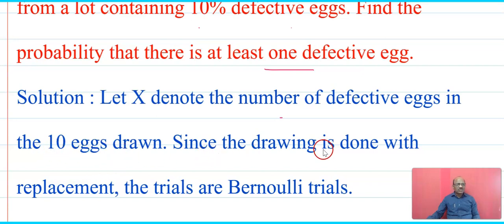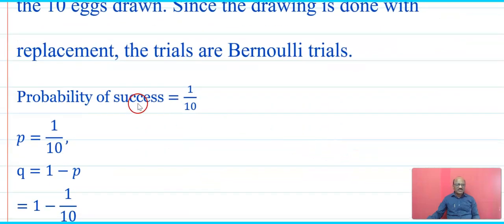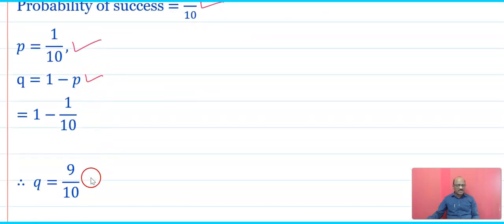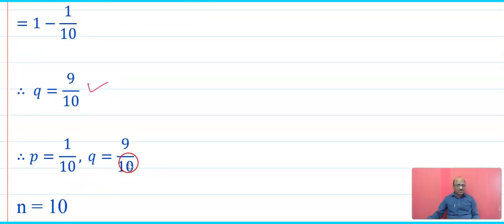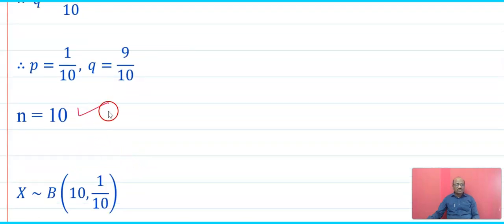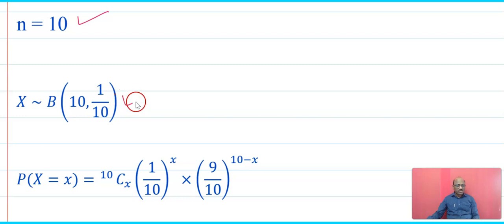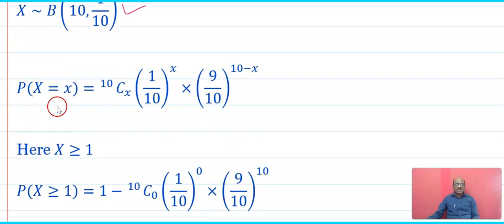Since the drawing is done with replacement, the trials are Bernoulli trials. Therefore, probability of success is 1 upon 10. Therefore, P is equals to 1 upon 10. Therefore, Q is equals to 1 minus P, and Q is 9 upon 10. Therefore, P is 1 upon 10, Q is 9 upon 10. N is equals to 10. Therefore, X follows the binomial distribution with N is 10 and P is 1 upon 10. Therefore, P of capital X is equals to small x is equals to 10Cx (1 upon 10) raised to x into (9 upon 10) raised to 10 minus x.